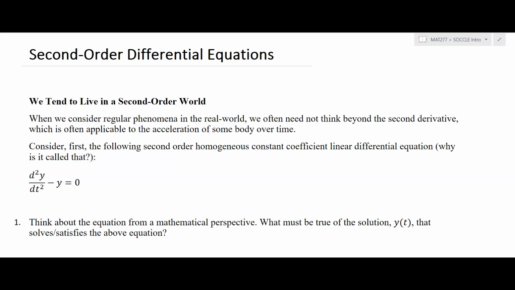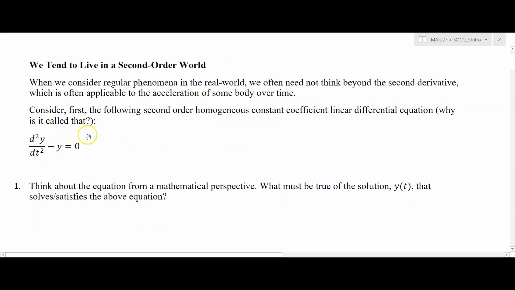So before we get started in this, let's motivate the development of a model with just a little bit of algebra first. So let's say that we were faced with this second-order homogeneous constant coefficient linear differential equation. The second derivative minus y equals 0.